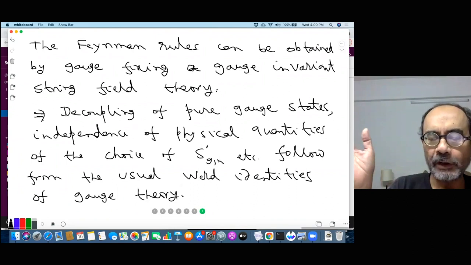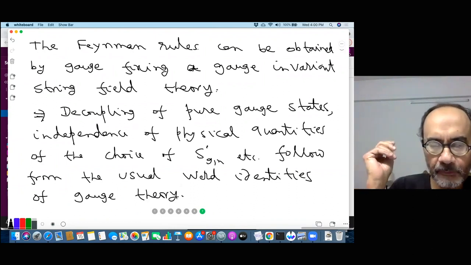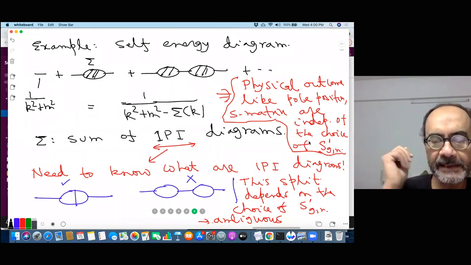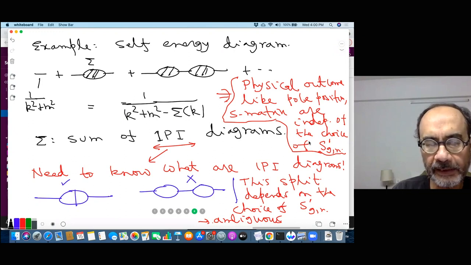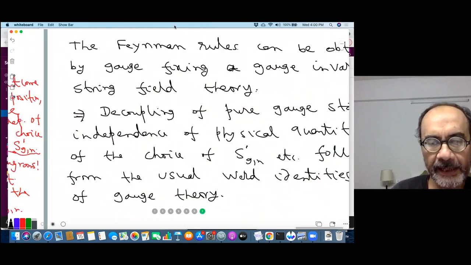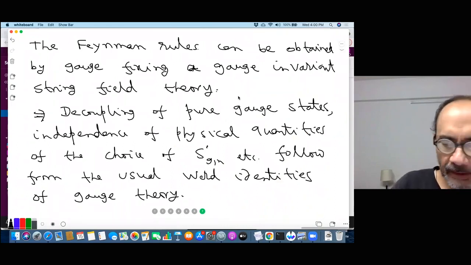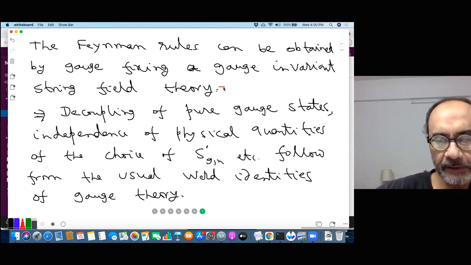For actual computation, you don't need to do this. You don't need to know this. And you will find that when you follow this procedure and do the computation, at the end, all physical quantities become independent of the choice of S prime Gn. The pure gauge states decouple and so on. But the simplest explanation of that can be given in terms of the Ward identities of an underlying gauge theory. But these I'm not going to discuss, because that will take us too far from what we want to do.